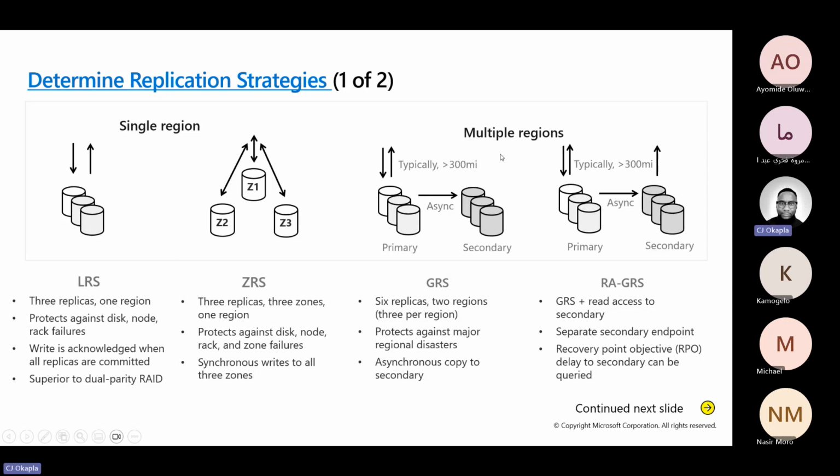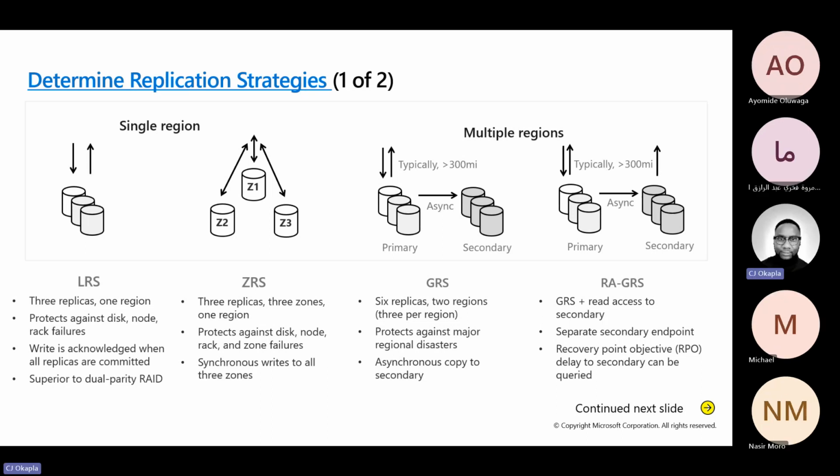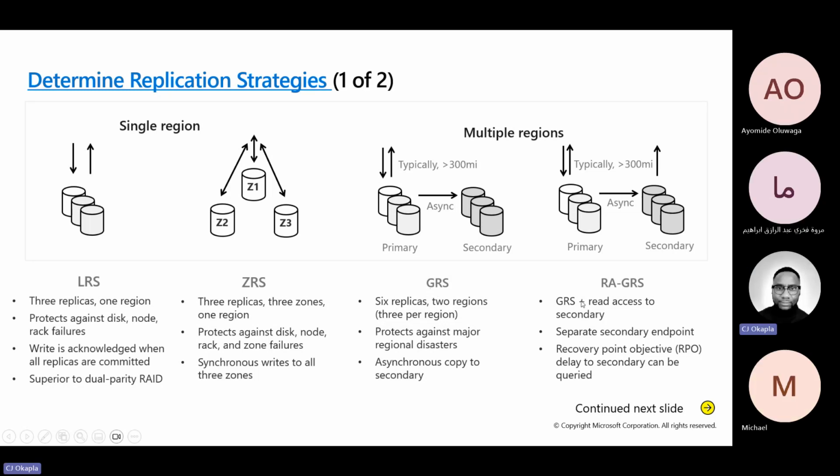So with multiple regions, the geo redundant storage, you have 6 replicas in 2 regions, 3 per region. And this protects against major regional disasters. And there is an asynchronous copy to the secondary. And then lastly, we have the read access geo redundant storage. So you have the geo redundant storage offering plus read access to a secondary environment.